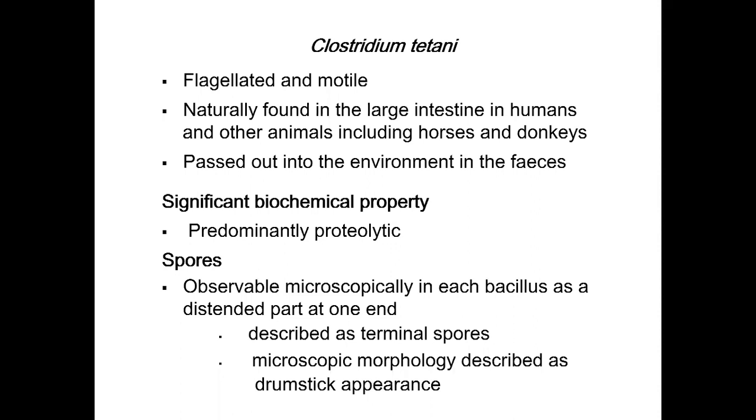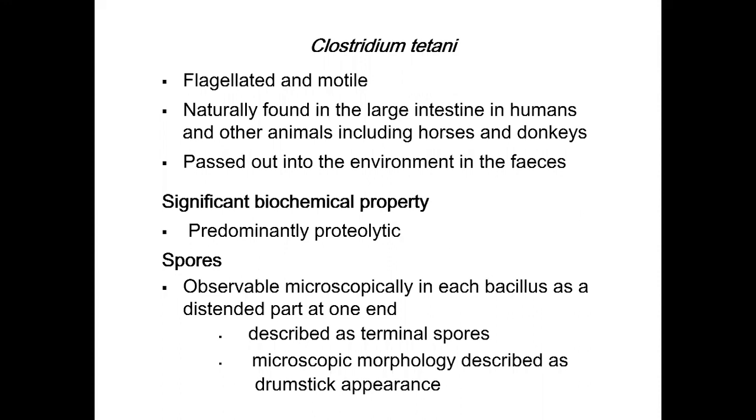Then the other species, Clostridium tetani, this particular one is flagellated. The bacilli are flagellated and they are motile. And they are found in the large intestinal tract like the others, in humans as well as in other animals, including horses and donkeys. So the feces of these animals can be a source of infection in some specific areas where, like, donkeys are used.